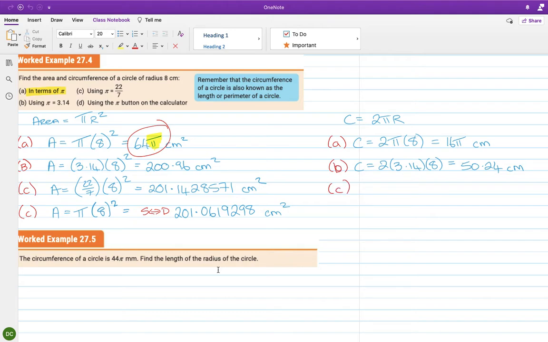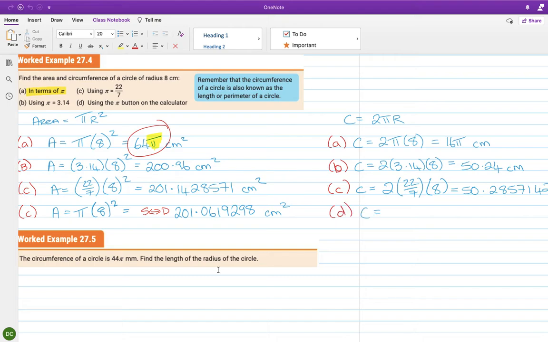C is 22 over 7. So it's 22 over 7 by 8. So 2 by 22 over 7 by 8. And again, we get kind of a mess of a decimal. So 50.2857149 centimeters. And then D is we use the pi button on the calculator.